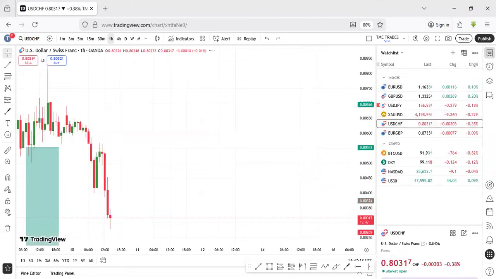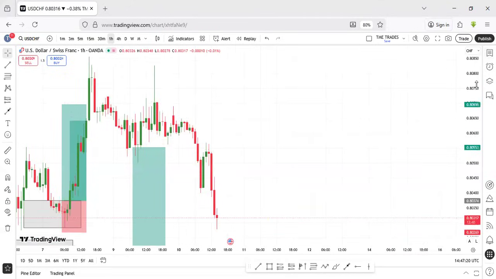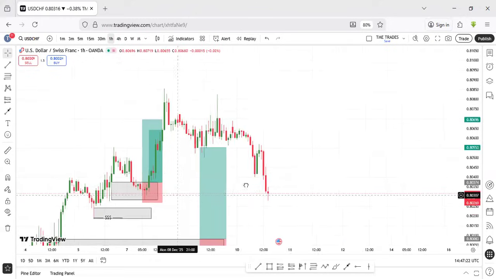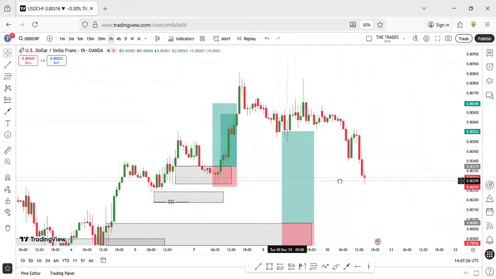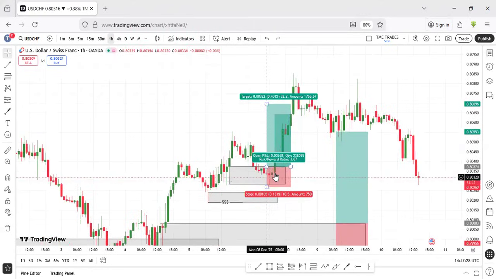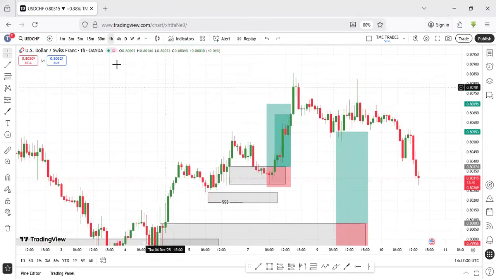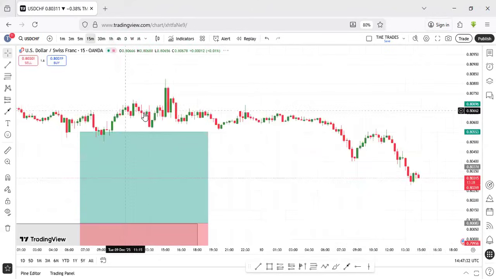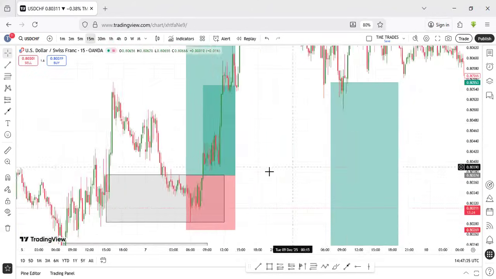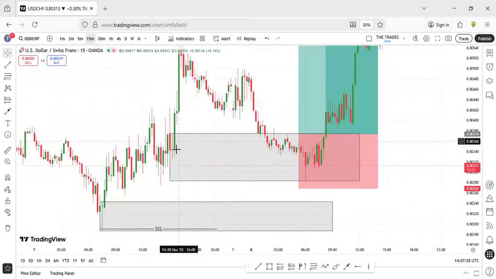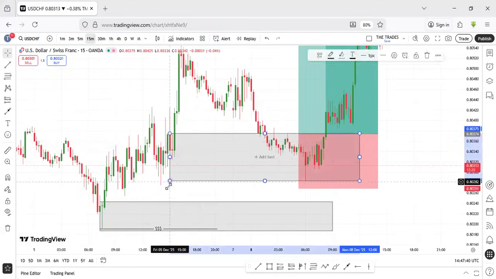Now we have USDCHF. First of all, congratulations to some of us that caught this particular opportunity on Sunday. I explained all the reasons why we should be expecting this market to react from here to the upside, because when we get to 15 minutes, we saw that particular order block there. As you can see, look at it there.